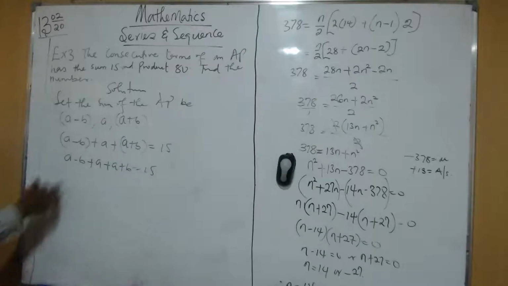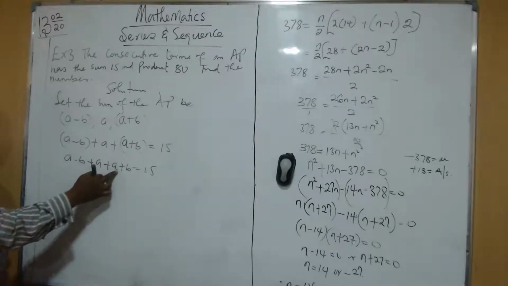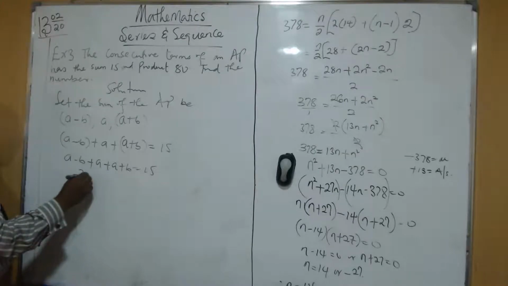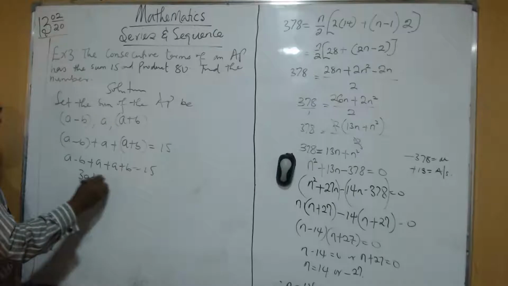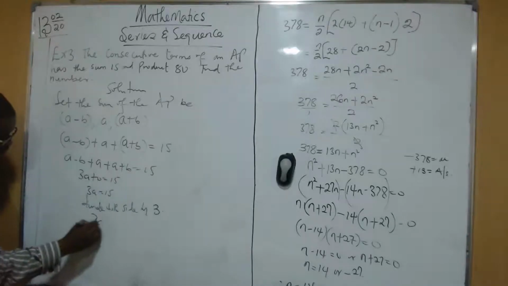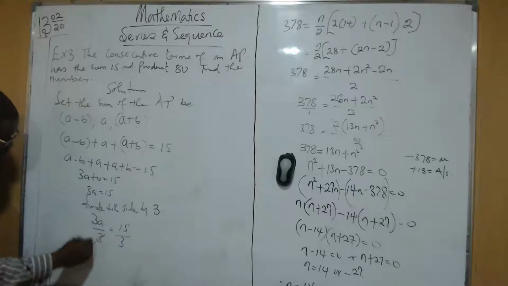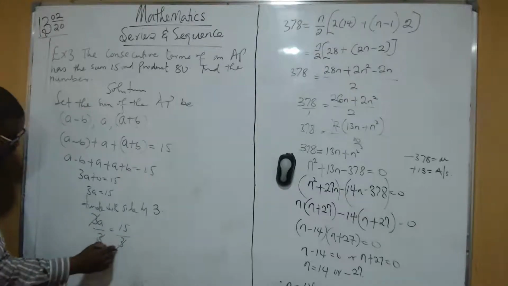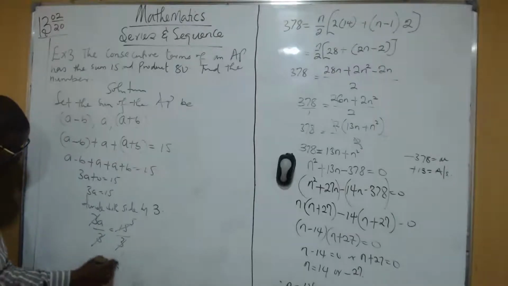15. Now 1a plus 1a is 2a, plus 1a, we have 3a. Then minus b plus b gives us 0. So 3a equals 15. Divide both sides by 3: 3a divided by 3 equals 15 divided by 3. This takes care of this. How many 3s can we get in 15? We have 5. Therefore, our a is equal to 5.